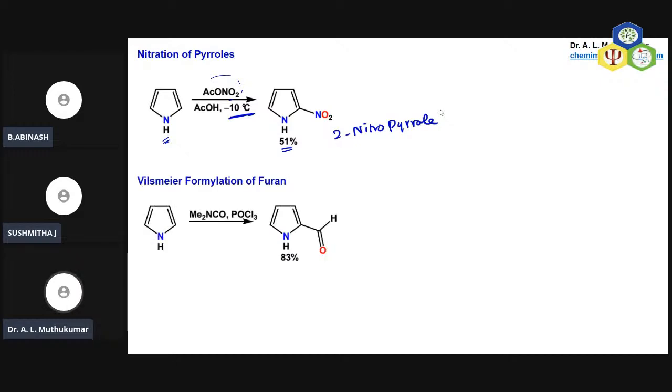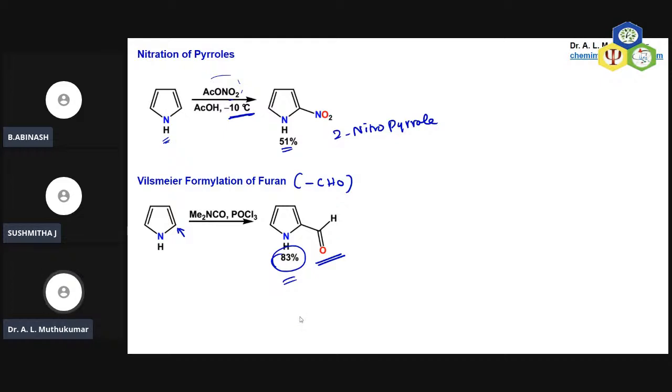Okay, next thing is the Vilsmeier formylation of pyrrole. I have already discussed this mechanism also. In this Vilsmeier reaction, the formyl group, that is the aldehyde group, is introduced at the most reactive position of the pyrrole ring, that is the second position, and you are getting 83% of this product.